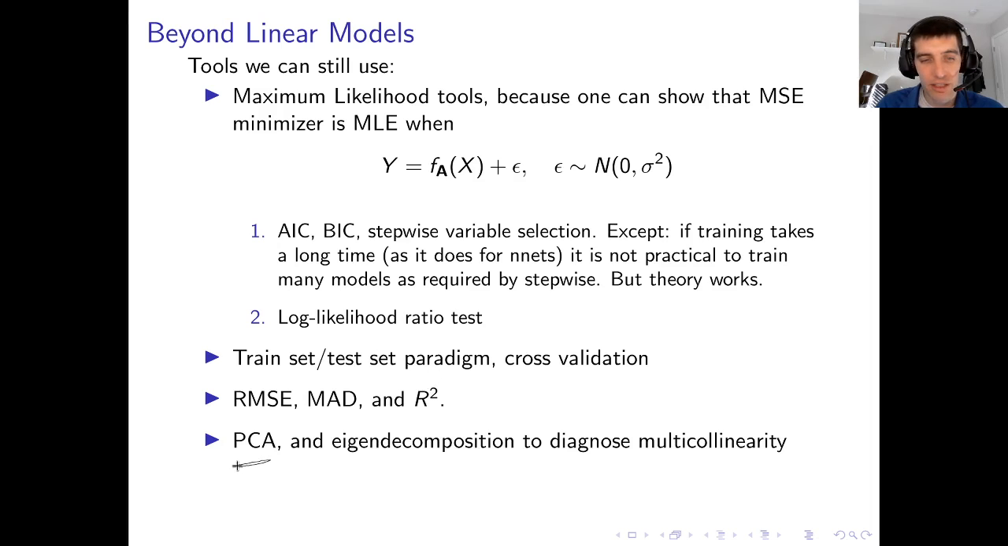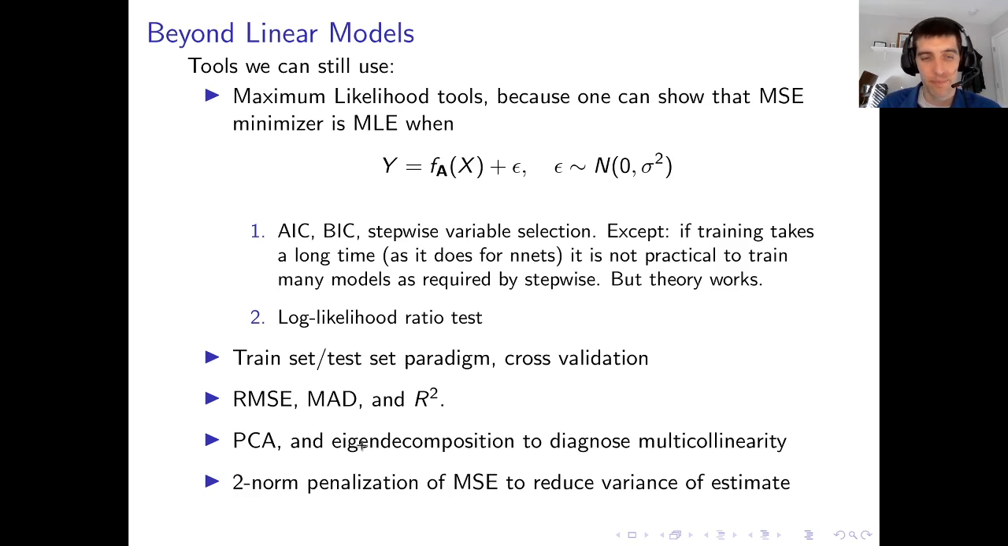Principal component analysis, using eigendecomposition to detect multicollinearity. These are still applicable. We can look at the predictors, see which directions in predictor space have high variance. That's an indication that there's a lot going on in those directions, and we might find more effective predictors there.